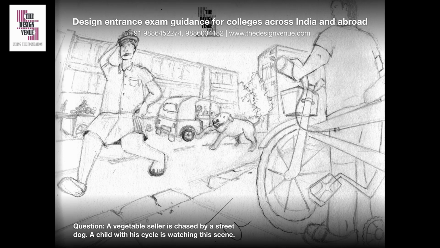In this question, a vegetable seller is chased by a street dog. A child with a cycle is watching the scene. Now this scene could have been done in 1-point, 2-point or in 3-point perspective. But 3-point perspective gives a very interesting result since it feels like the viewer is also part of the scene and, just like the child, he is also watching the scene. Also observe the pavement. The pavement is made cracked and uneven, which has a much more interesting look to it compared to having a flat, perfect pavement.